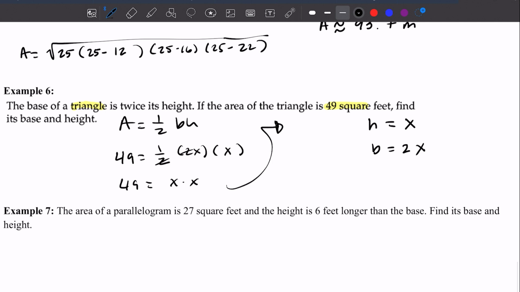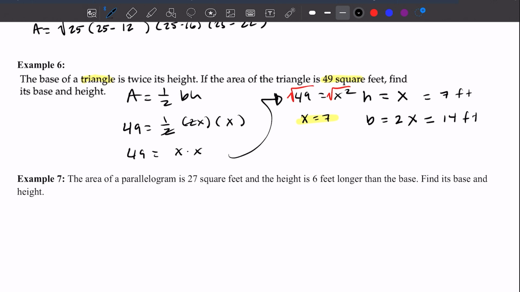So I'm going to go ahead and move it over here. 49 equals x squared. And then to solve for x, I have to do what? Take the square root on both sides. So x is equal to 7. Since x is equal to 7, the height is 7 feet. And then the base is just going to be 14 feet. Okay? So again, here's a word problem and you're working backwards.